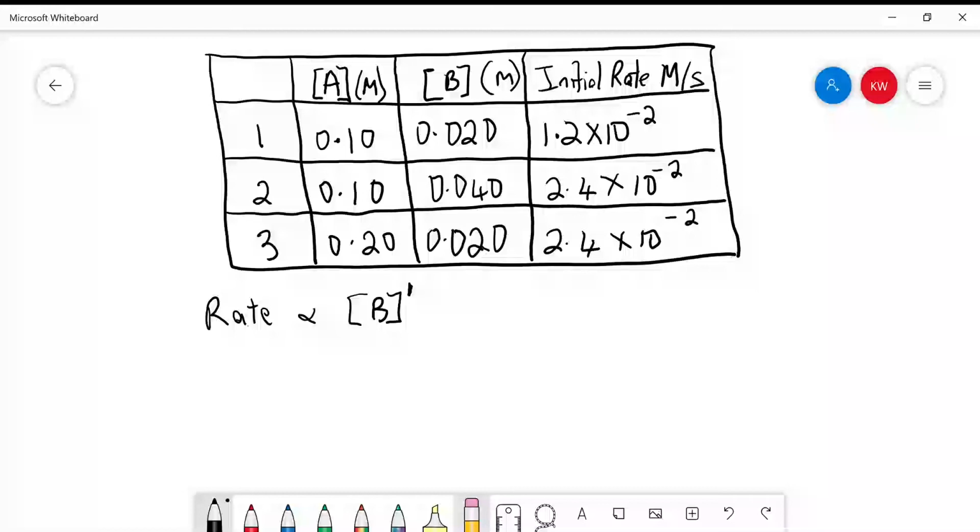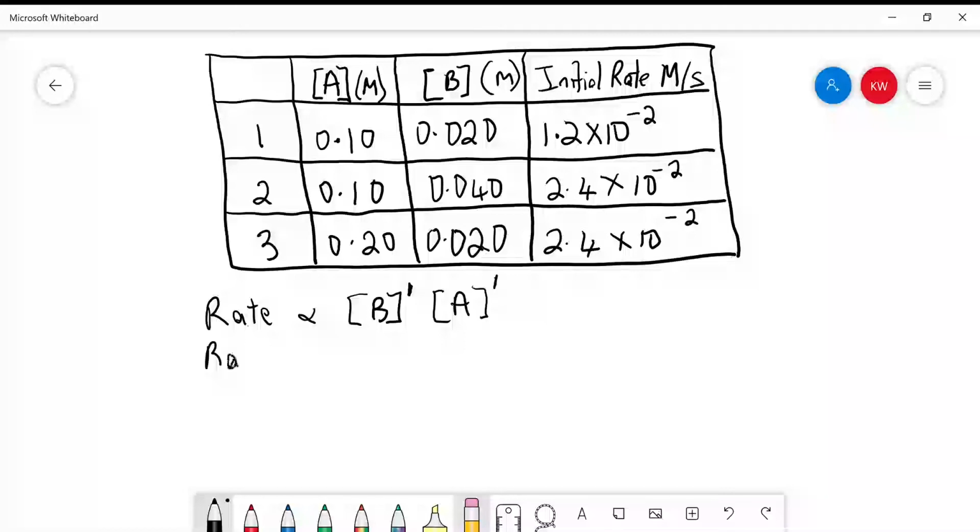So let's try to look at a case where we have B constant and A varies. So we're looking at experiment results for 1 and 3. We see B is kept constant here. In this case, A is doubled. When A is doubled, the initial rate moves from 1.2 to 2.4. This is also doubled. So this is also telling us that the rate is proportional to A raised to the power 1 as well. So from this, we can write our rate law.